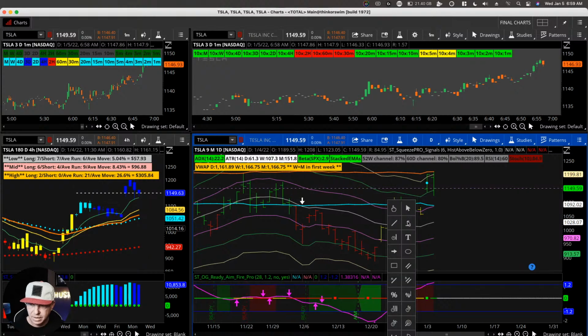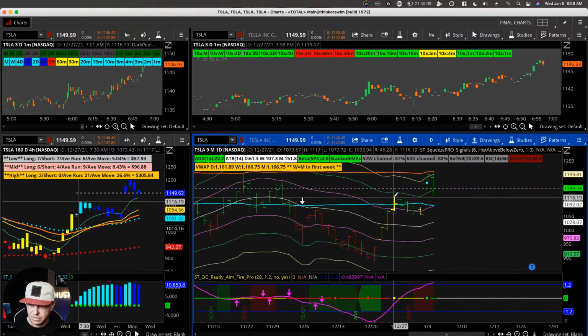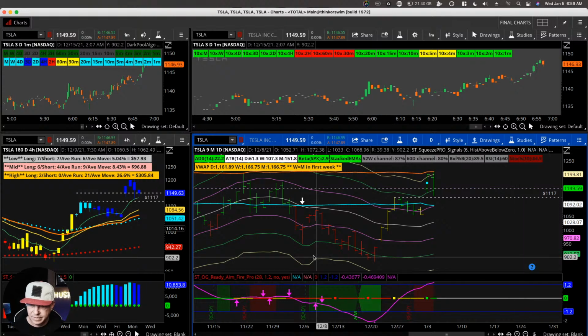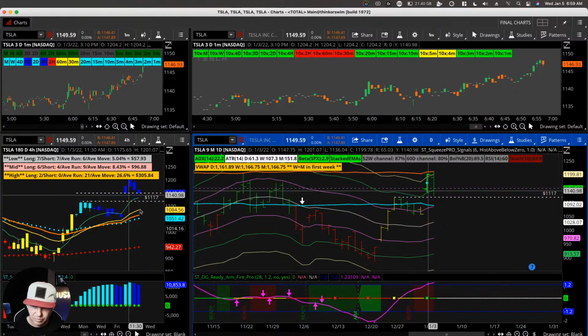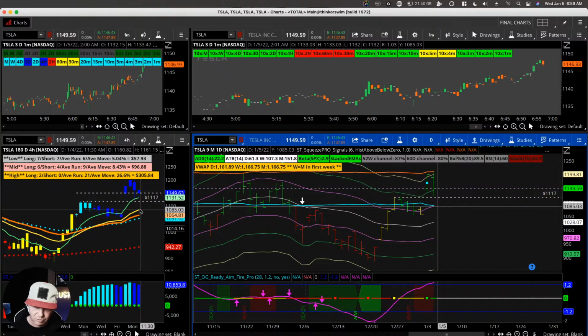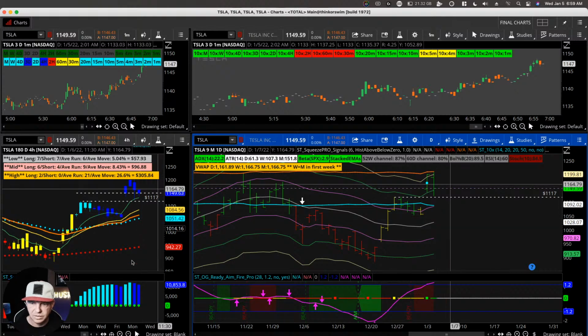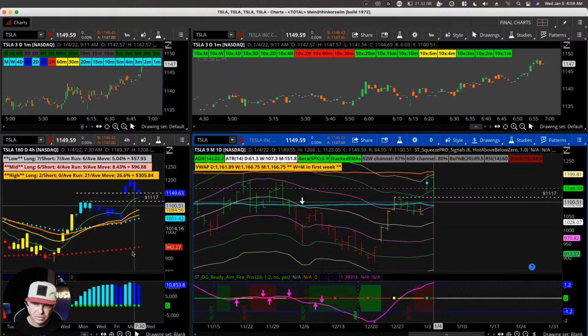Right, at 1117. That's not even a pullback to the 21. The 21 pullback would be 1085, and the 50 is at 1052. Right, so we do have stacked positive moving averages, 8, 21, 34, 50, 200.